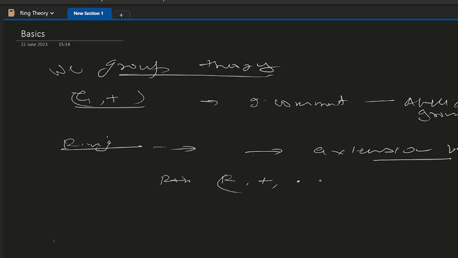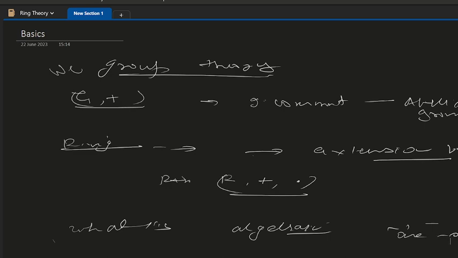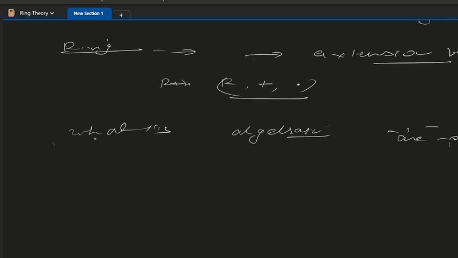What is the definition of an algebraic structure? An algebraic structure is nothing but a binary operation. So what is a binary operation? A one-one and onto mapping, which you might be aware of from 11th and 12th, from the basics, right?